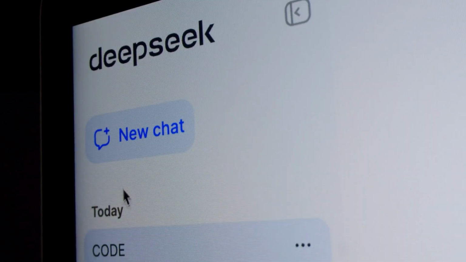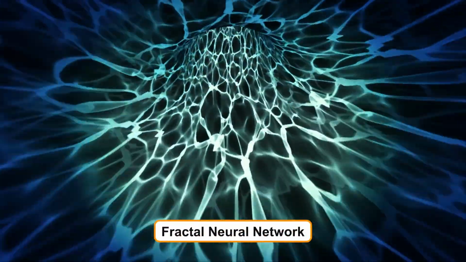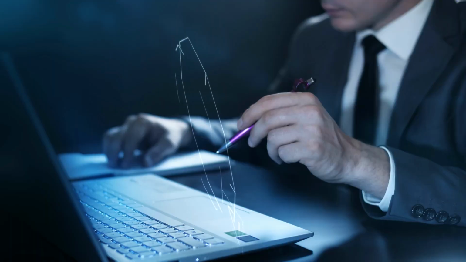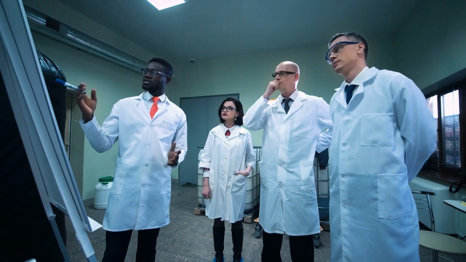And the numbers don't lie. Since early previews, global search volume for Deepseek V3.2, recursive AI, fractal neural network, and reflective cognition have exploded. Developers, artists, scientists, and educators all want in. Tech analysts are calling it the beginning of the reflective revolution.